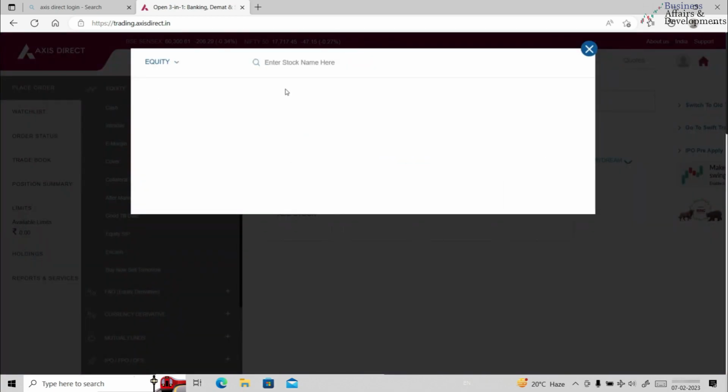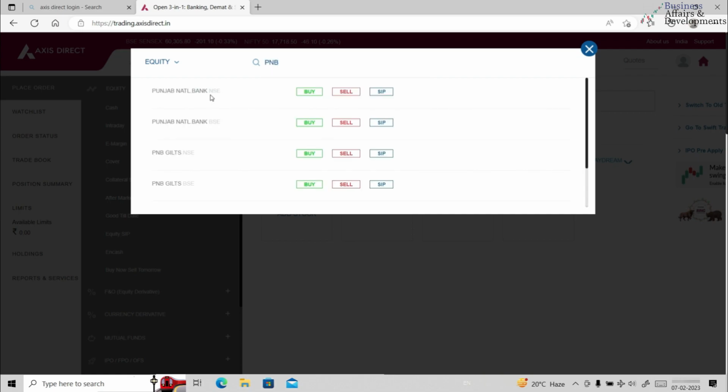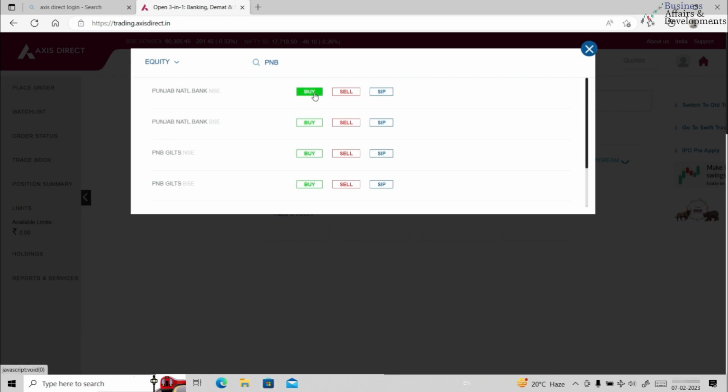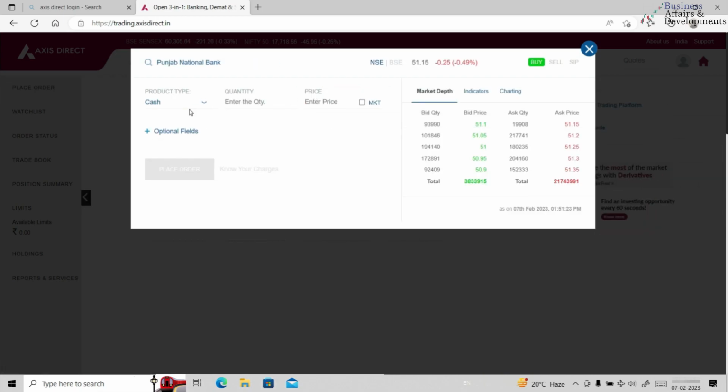It is asking name of the stock. Like if I have to buy 10 shares of PNB, I have to write name of the stock. I want to buy it on NSE, buy cash quantity. In quantity I have to enter 10. Price, in price we have two options, whether I have to buy on market price or limit price. Here I am selecting market price.